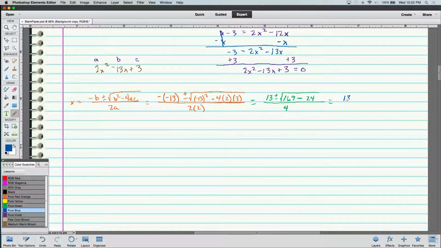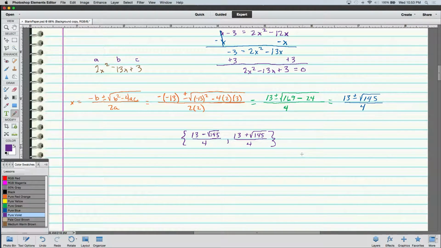And now underneath the square root, 13 plus or minus the square root of 145, all divided by 4. So what's our solution set? We'll have 13 minus the square root of 145 divided by 4, and 13 plus the square root of 145 divided by 4.